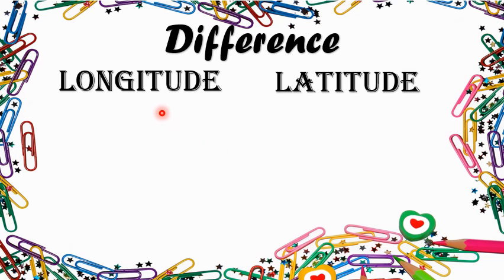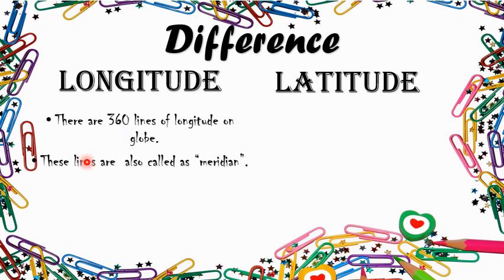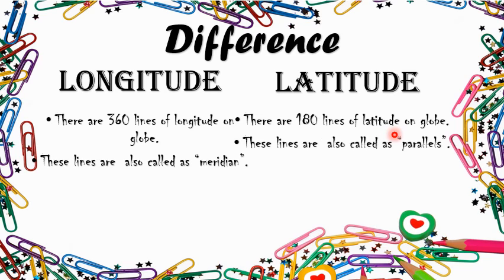So if we talk about the longitude, there are 360 lines of longitude on the globe. How many lines? 360 lines. And these lines are also called meridians. Whereas if we talk about the latitude, there are 180 lines of latitude on the globe, right? And these lines are called parallels, or lines of parallels.